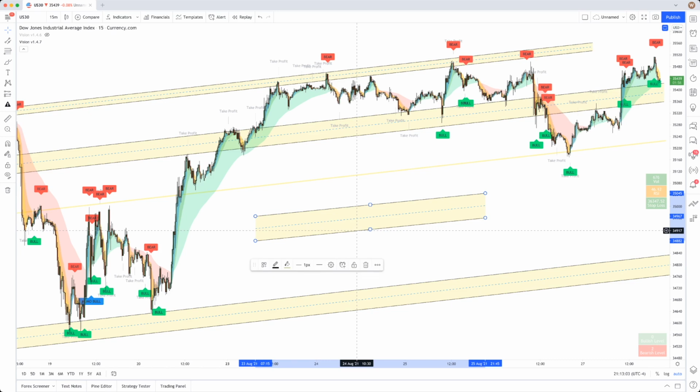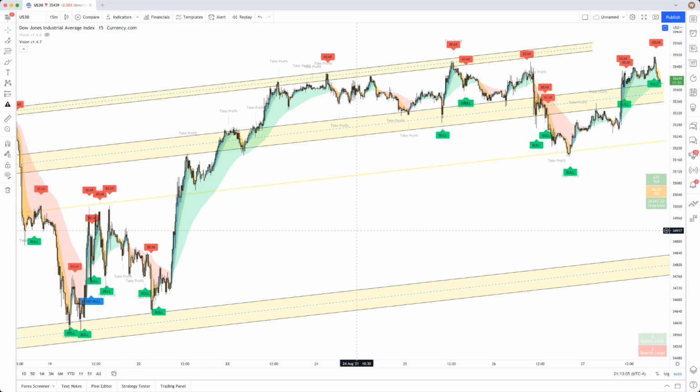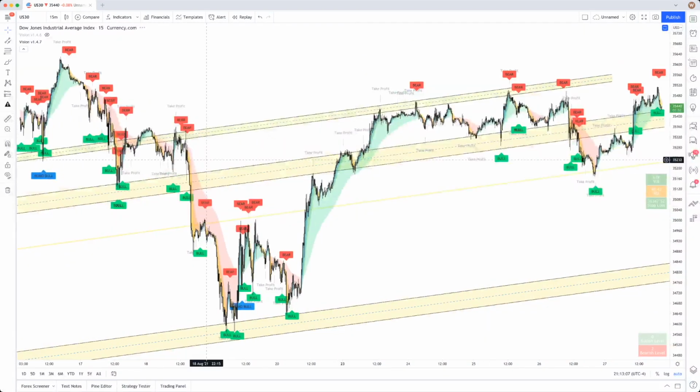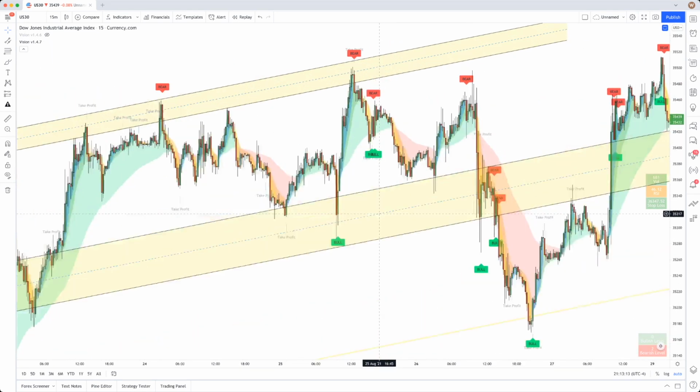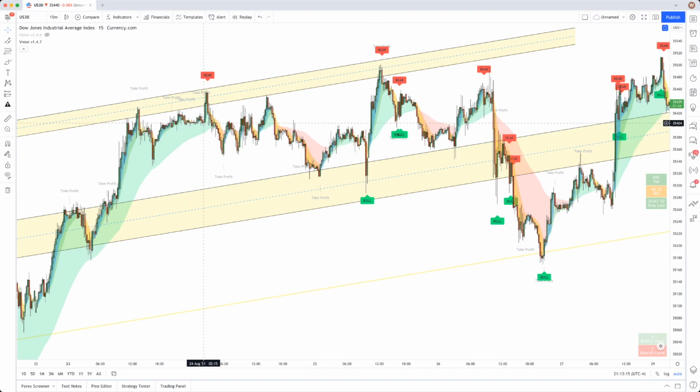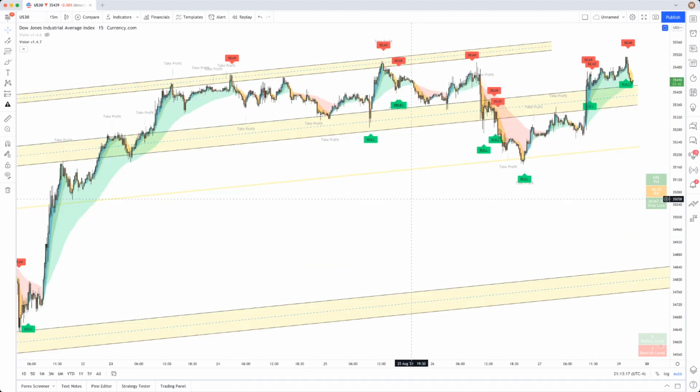I like to put little areas, because the price won't hit that exact line every time if you have just a straight line in there. So it gives you an area of where it should be getting resisted or supported, kind of helps you out.